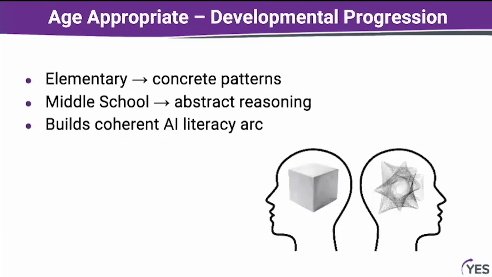Now, together, these modules form a very thoughtful developmental progression. So elementary students work with concrete, visible machine learning patterns and images, and middle school students work with abstract, contextual reasoning with text. But both of them together reinforce the core ideas behind AI literacy, that AI learns from data, finds patterns, reflects human choices, and needs human oversight and intervention.